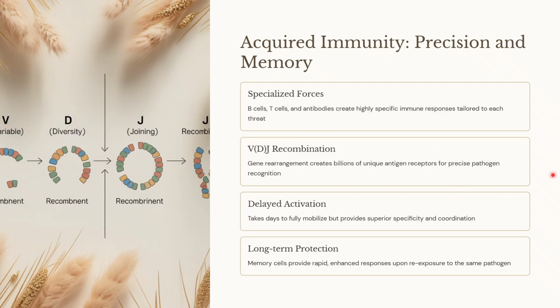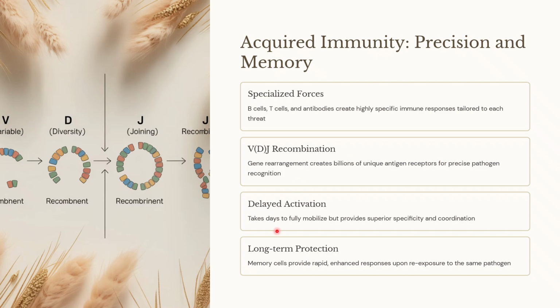Once rearranged, that cell and all its descendants will make only that one type of receptor, that is clonal specificity, which can fight against that particular pathogen. So it will be that specific. It will be precise for the pathogen which has entered the body. That is by means of this VDJ rearrangement, which happens at the gene level, such that the gene produces one particular B cell receptor. So this is about acquired immunity.